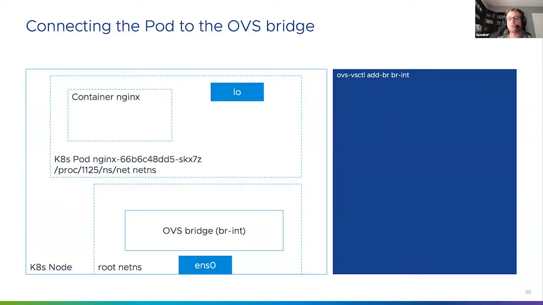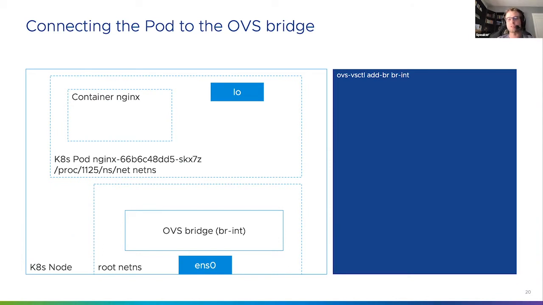So this is how things look initially on your node. We assume that we have already created an OVS bridge on each Kubernetes node in the cluster, and we can do that using the command that you can see on the right-hand side here. And we're going to call that bridge brint, which stands for integration bridge. And it's a pretty common name for that kind of virtual network scenario. We're also going to assume that all those nodes are running Linux in the cluster.